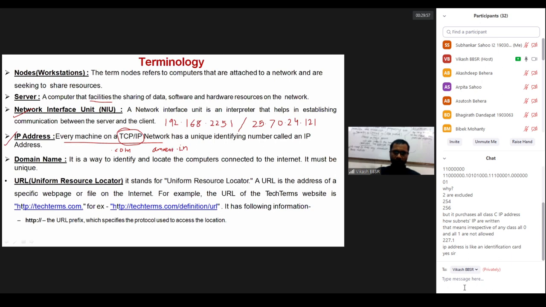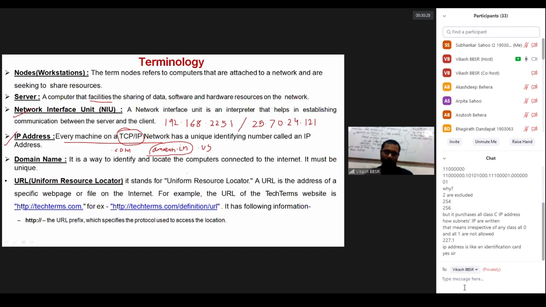Amazon.in. What is the domain name? The domain name is Amazon.in. This is called the domain name. .in means India. Okay. Amazon.us: if you browse Amazon.us, it will take you to the USA server of Amazon, because before, Amazon was not here in India.